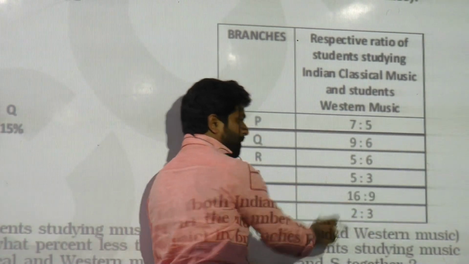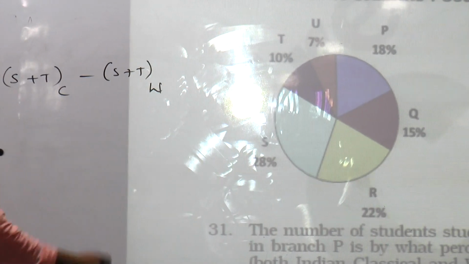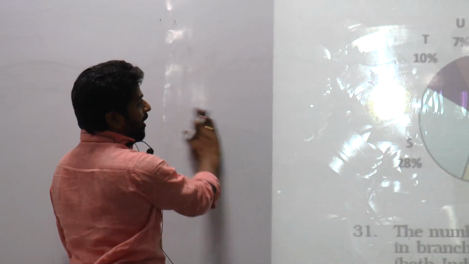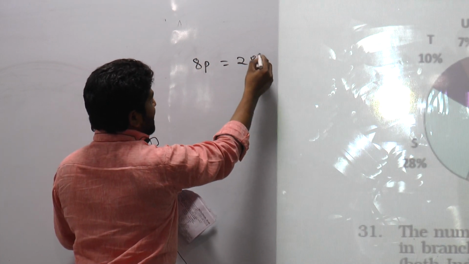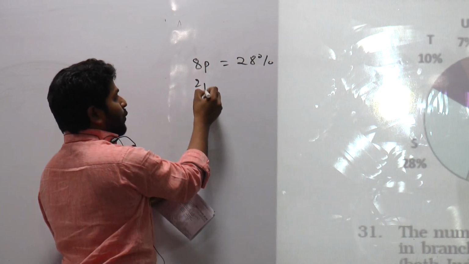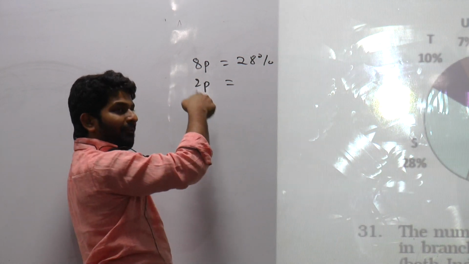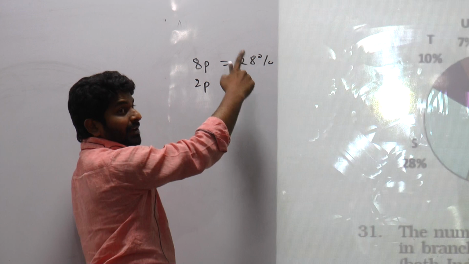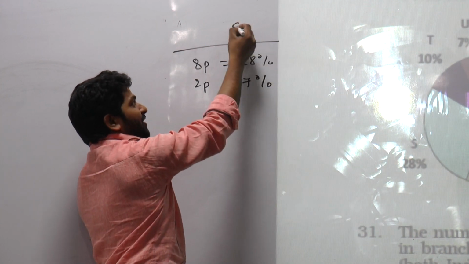How much is this? 2 parts. Total how many parts do we have? 8 parts. So yes, total it occupies 28%. 8 parts is equal to 28%. Difference is 2 parts. 2 parts is 1/4 of this number. Half and half. Half of 28 is 14. Again half is 7. 7%. So this is with respect to S.